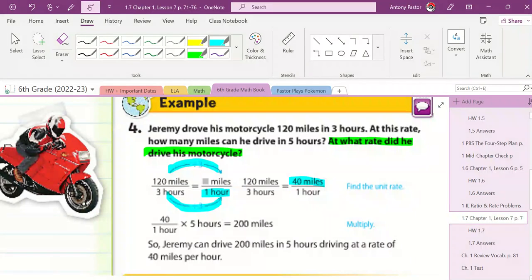If we want to find out how much he can drive in 5 hours, we're going to take that 40 and multiply it by 5, which will give me 200 miles. So Jeremy can drive 200 miles in 5 hours, driving at a rate of 40 miles per hour.